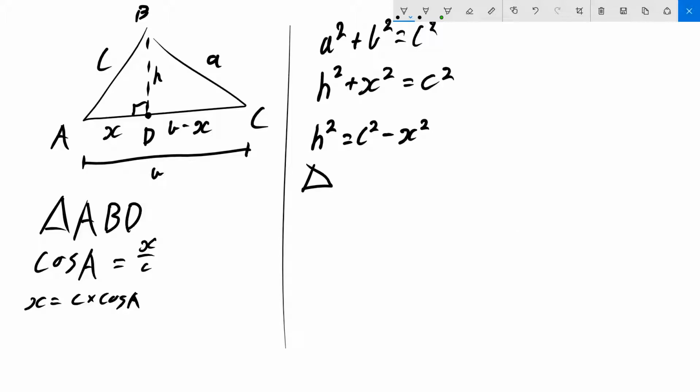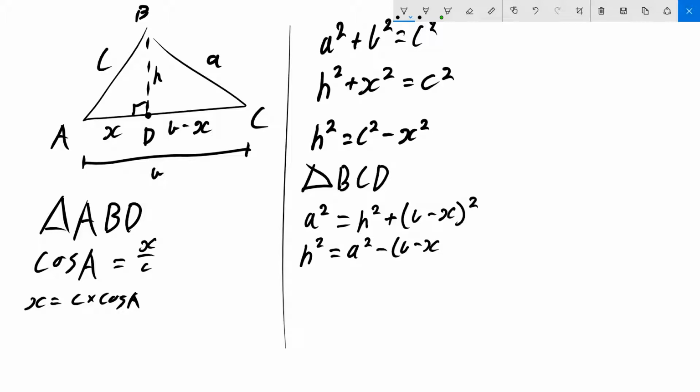I'm going to look at the other triangle BCD. So from BCD, I also want to work out what H squared is. So what's our hypotenuse here? It is A, so A squared. And we said that A was equal to H, so let's keep that. So H squared plus B minus X squared. So now I'm going to transpose again, so H is by itself. H squared equals A squared minus B minus X squared. So now I have two equations that equal H squared.